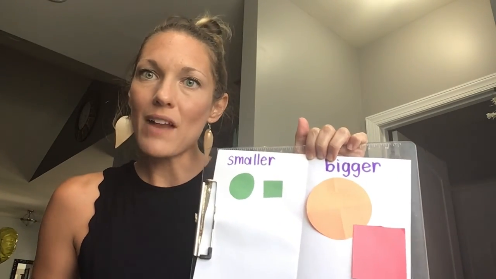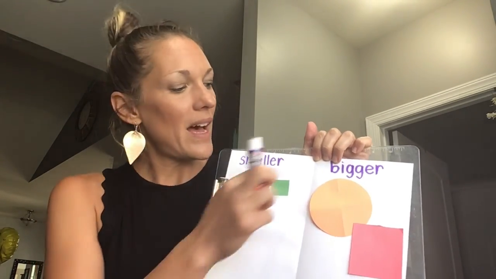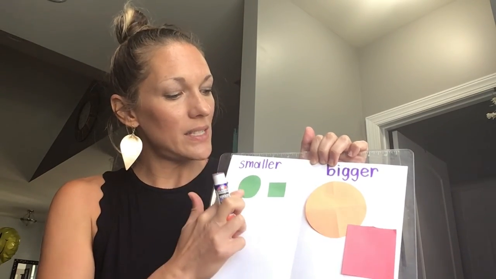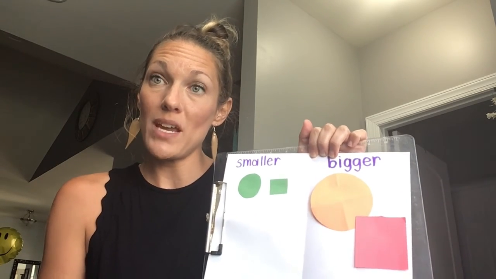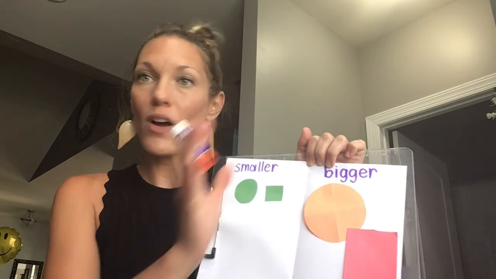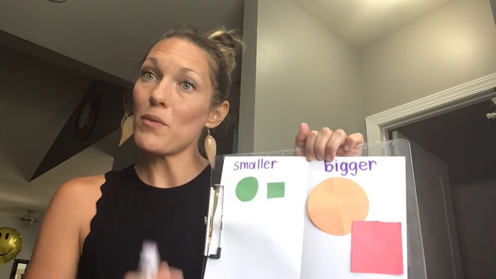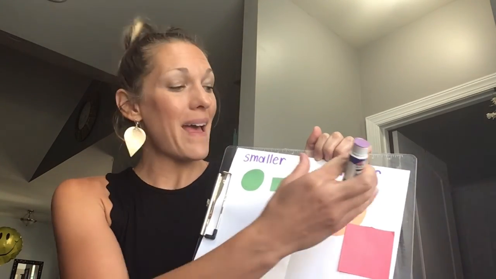Hey, this is kind of like sorting, isn't it? We have two sides and we're putting the small ones on one side and the big ones on one side. We could also sort them by different types of shapes. We could put all the circles on one side, all the squares on one side. But right now we're sorting by smaller and bigger.